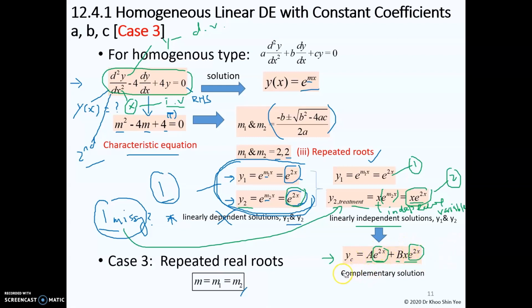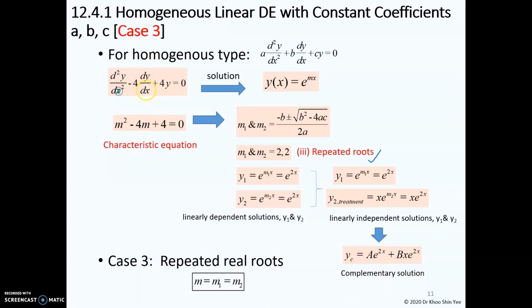Therefore, this is the final complementary solution. You need to be careful if the independent variable is changed to another one, for example, dt in this case. So from here, you are going to find y with respect to t. The solution for the homogeneous ODE will be in the exponential format. The independent variable is t, therefore you need to change the x to t in this case.